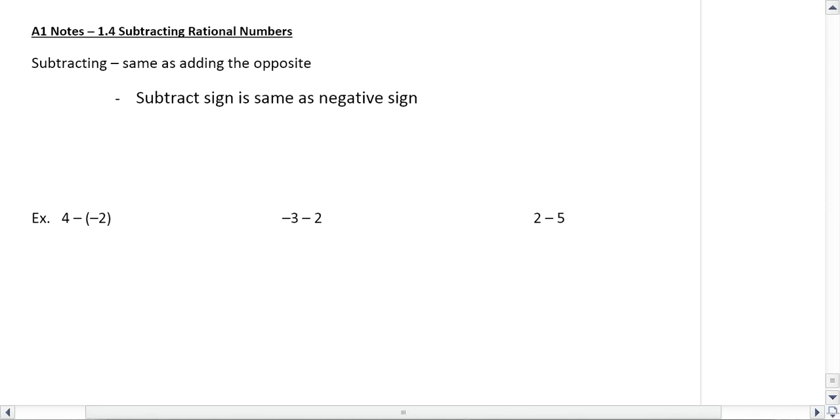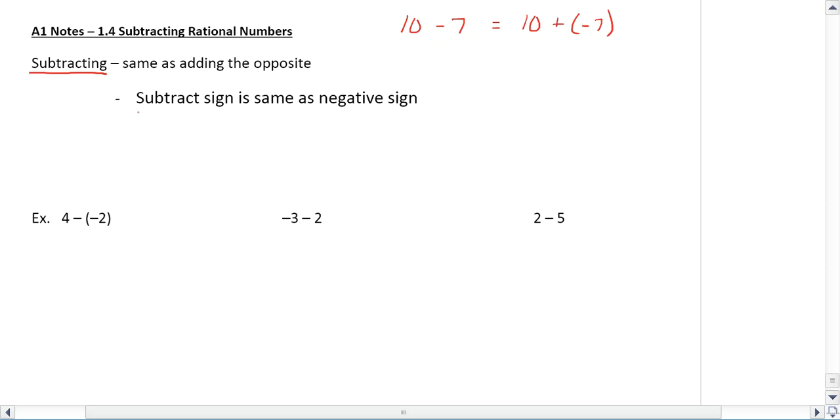This video is for Algebra 1, Chapter 1, Section 4, Subtracting Rational Numbers. The book gives us the definition saying that subtracting is the same thing as adding the opposite. So what they're saying is that 10 minus 7 is the same thing as saying 10 plus a negative 7. And that is very true and it's fine.